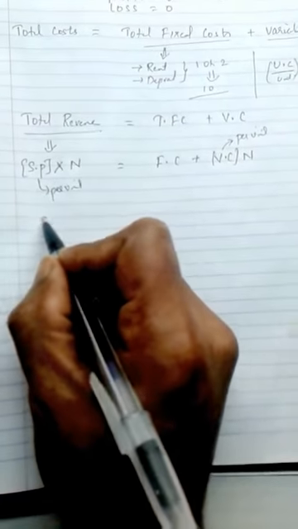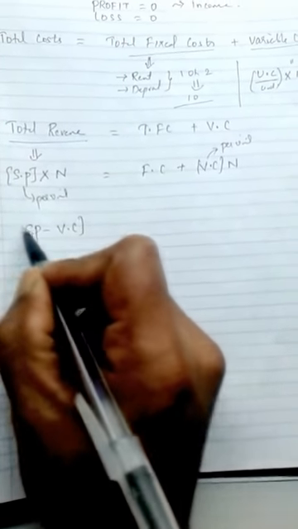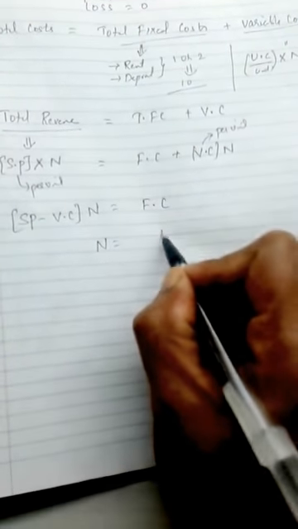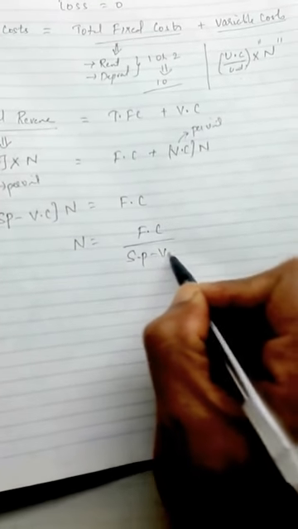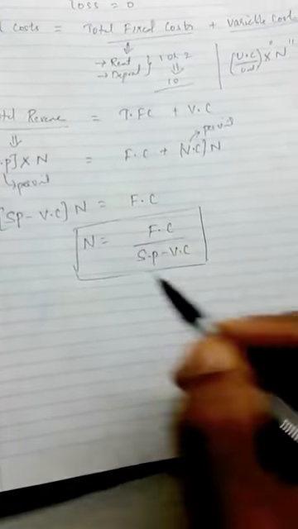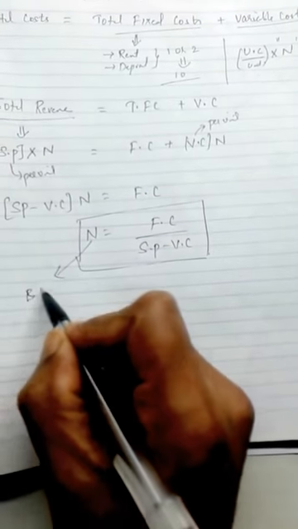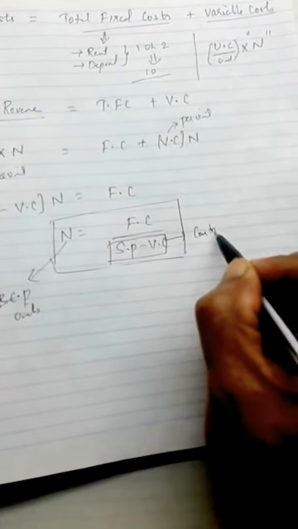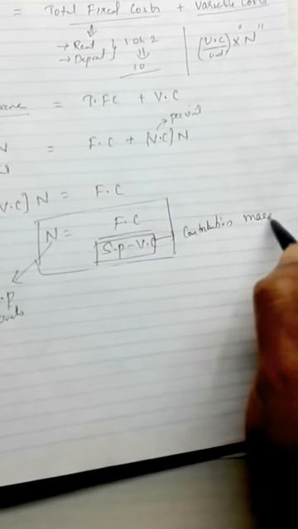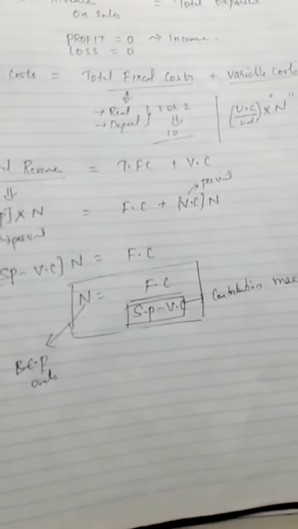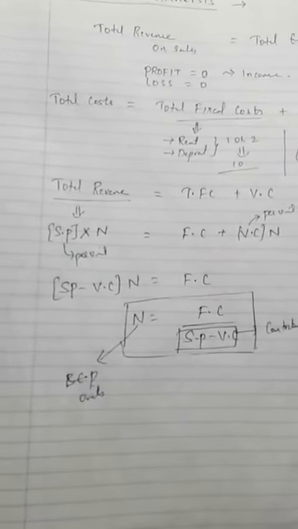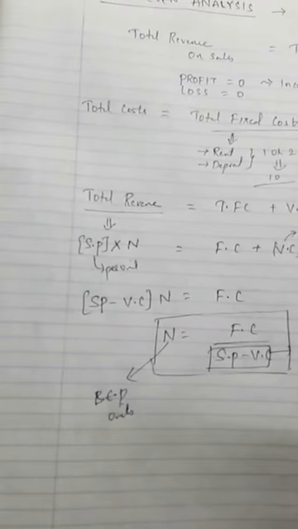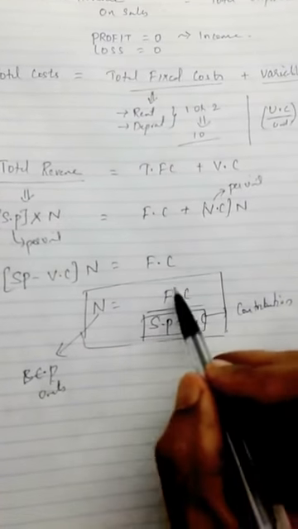So now, selling price minus variable cost, times N, is equal to the fixed cost. So N is equal to fixed cost divided by SP minus VC. This N is called the break-even point in units, and SP minus VC is called the contribution margin. So in order to break even, the number of units to be sold is equal to the fixed cost divided by the contribution margin.